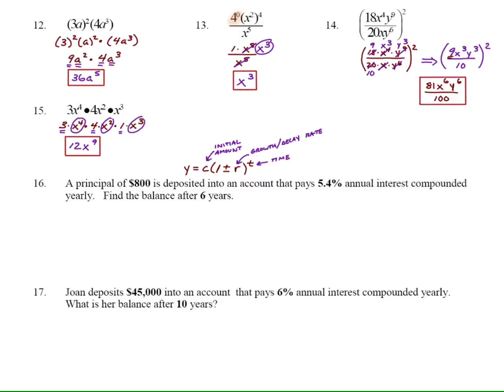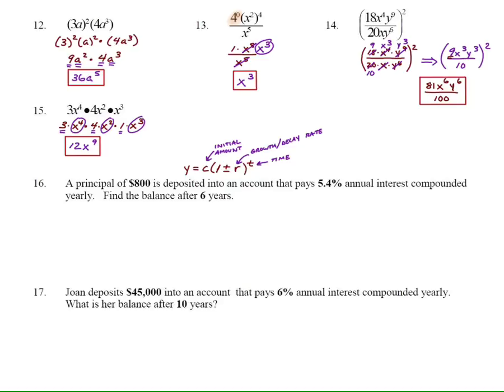So number 16. A principal is another way of saying an initial amount. So a principal of $800 is deposited into an account. So putting $800 into an account, when we talk about paying interest, what that really means is the longer we leave that money in an account, the more interest that's added to that amount. So interest could either be a good thing or a bad thing depending on the context.